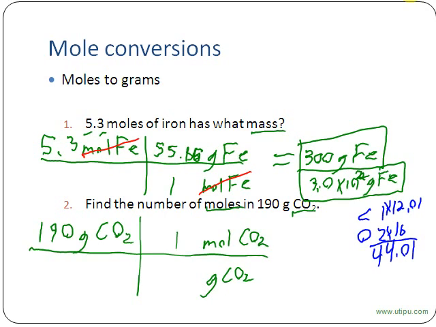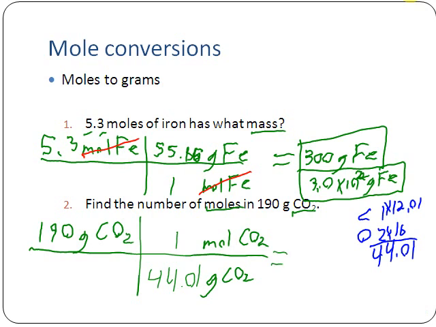So 1 mole is 44.01 grams. That is something you need to watch out for. There is a tendency sometimes to put things in the wrong spots. Just look at the units. It's 44.01 grams per mole. That means it goes with the grams, not with the moles.